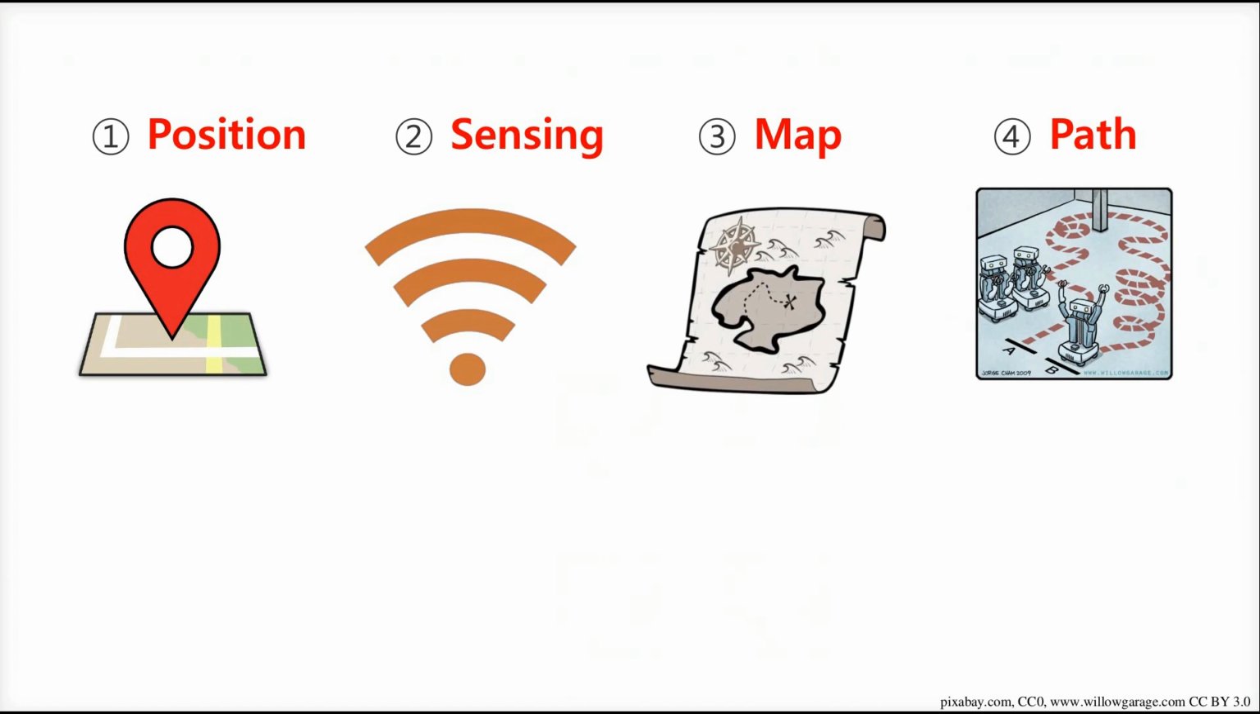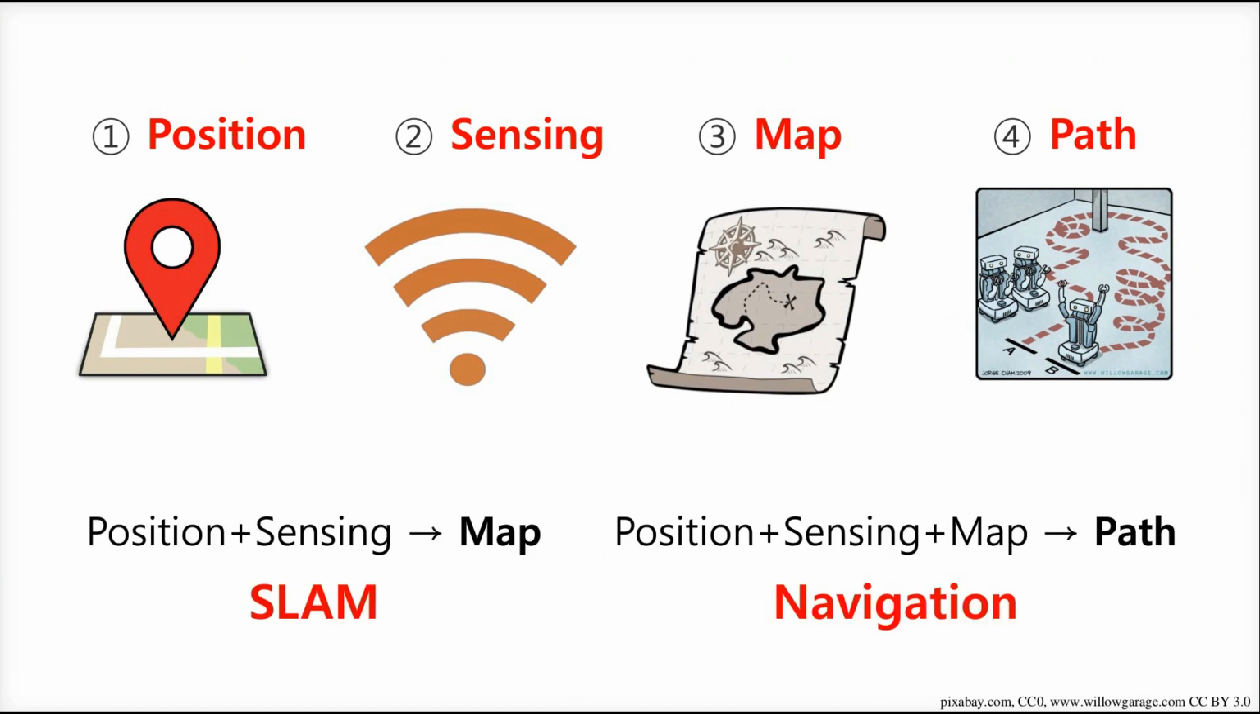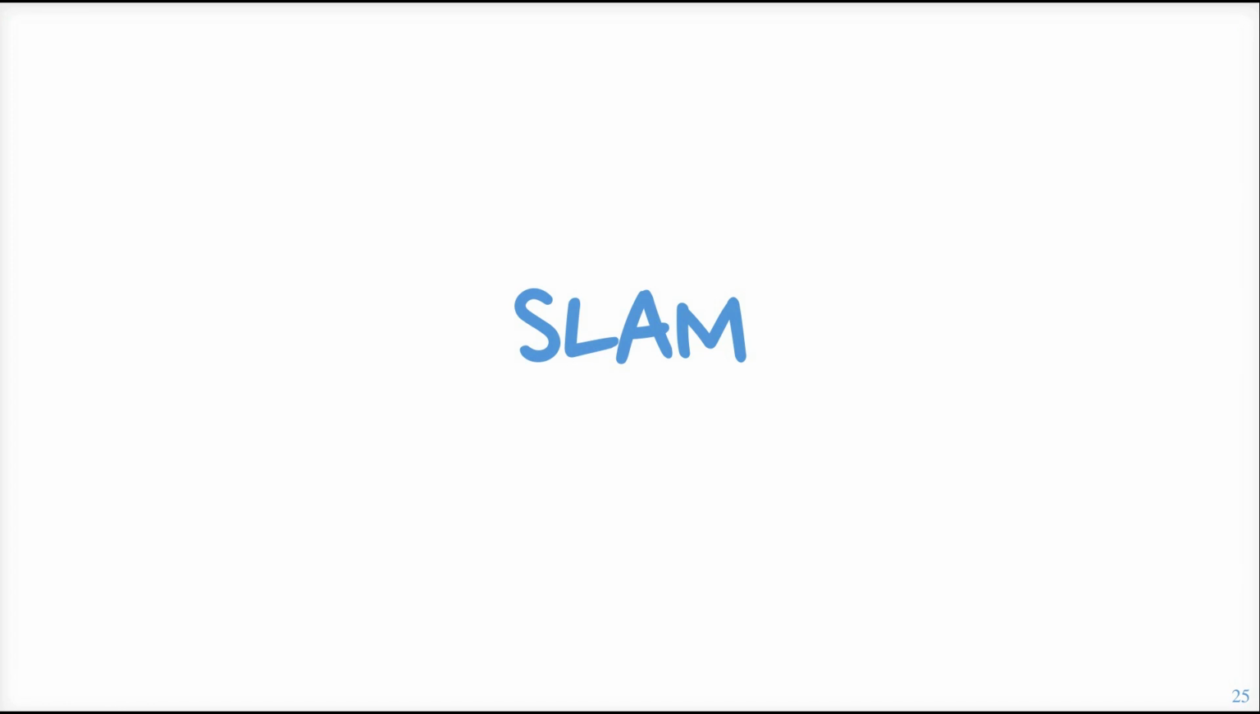So we saw four elements. To summarize, position and sensing can be used for making the map, and we will use the SLAM method to get the map. After getting the map, the robot can estimate its position and plan the path to the goal. This is called navigation. So from now, we'll learn about the SLAM and navigation methods which are used in the Turtlebot 3. We will see SLAM in the beginning.